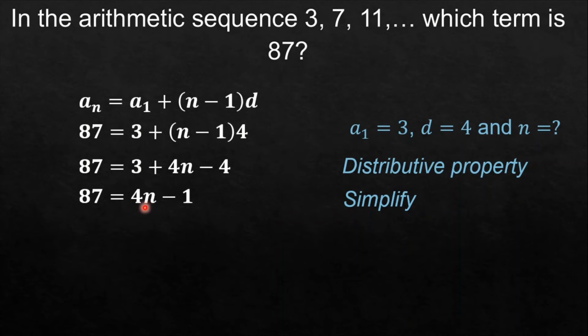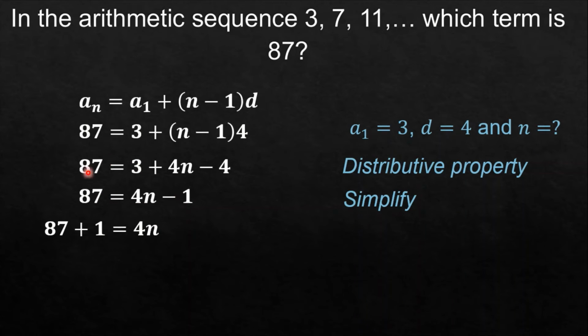So, we have 4n minus 1. Saan po galing ang minus 1? Kasi, kinombine natin yung mga constant terms dito sa right side ng equation. 3 minus 4 is negative 1. Okay? So, isimplify pa natin by adding 1 to both sides of the equation.